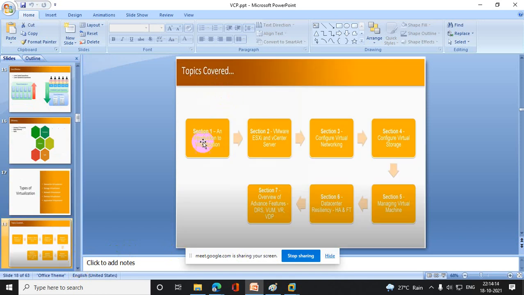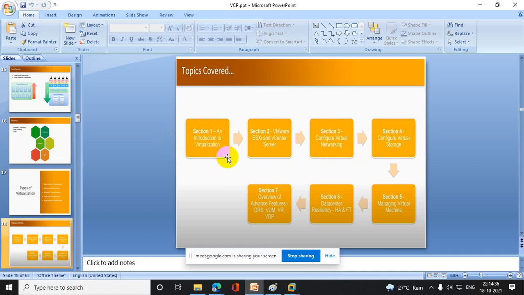Next time we will go to the practical part, direct practical options. Exactly, I will show you the ESXi installation. I will show you all these features one by one.